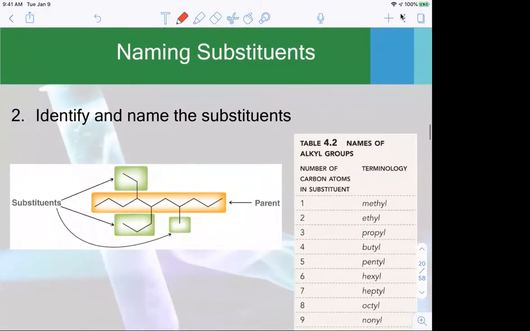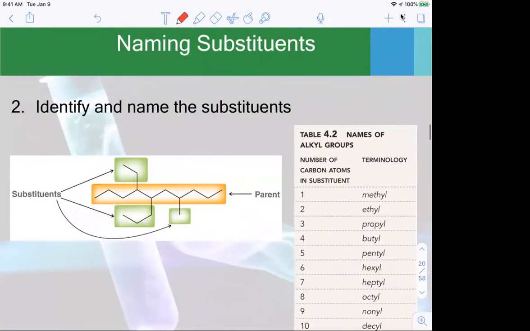Okay. Once I identify the longest continuously connected carbon chain, which is my parent name, I'm going to identify and name the substituents. Generally, these are going to be alkyl groups. They're branches that also have carbon hydrogen. If I have a 1-carbon branch, again, I use the same prefixes. It's going to be methyl. 2-carbon branch, it's going to be ethyl.